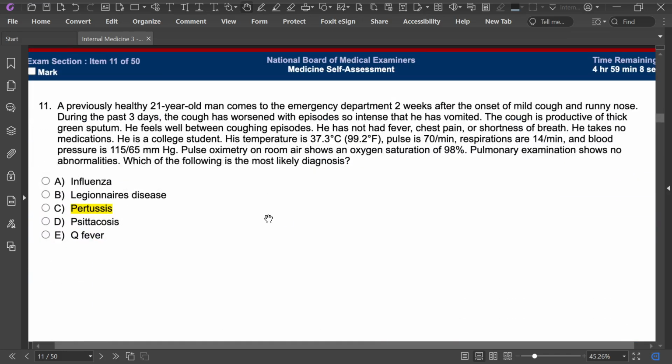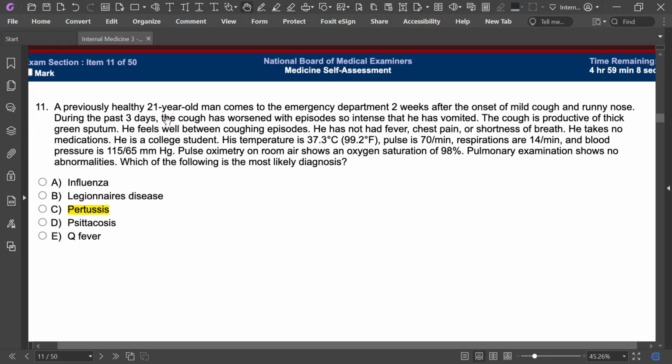Next, this is pertussis. The cough has worsened in episodes so intense that he has vomited. The cough is productive of thick green sputum.